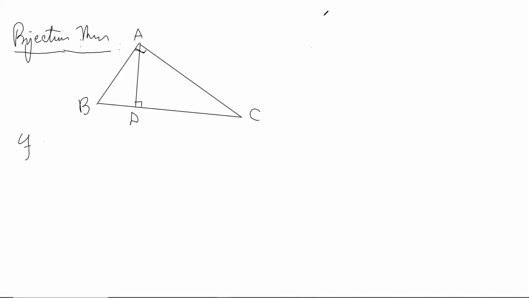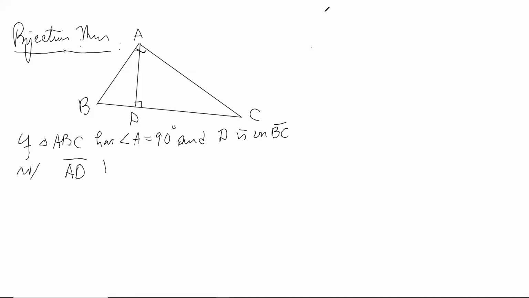So if triangle ABC has angle A equal to 90 degrees, it's a triangle, and D is on BC with AD perpendicular to BC. So this is the altitude.